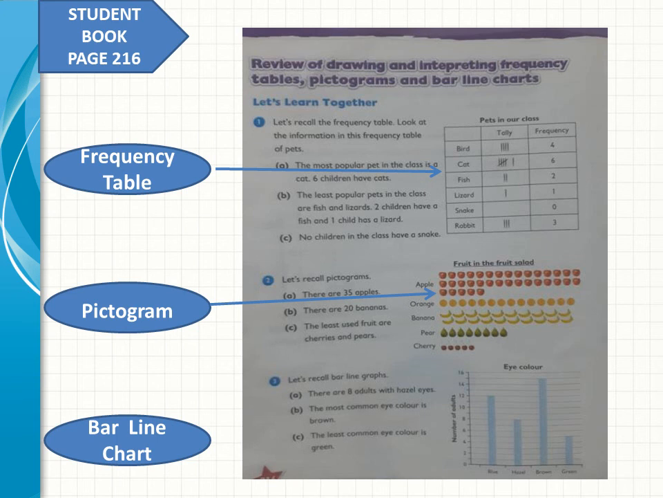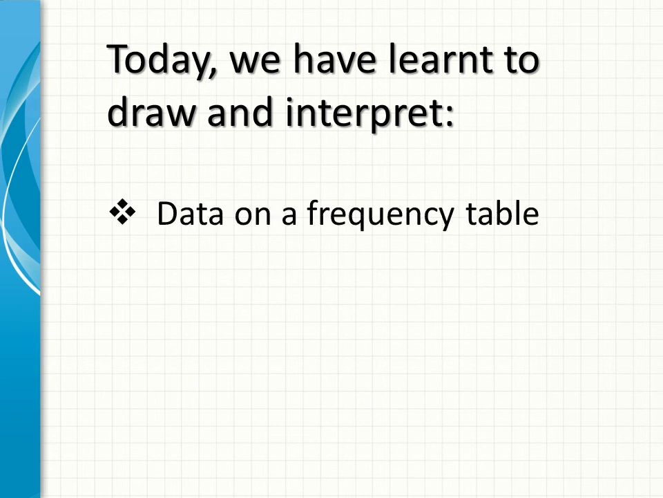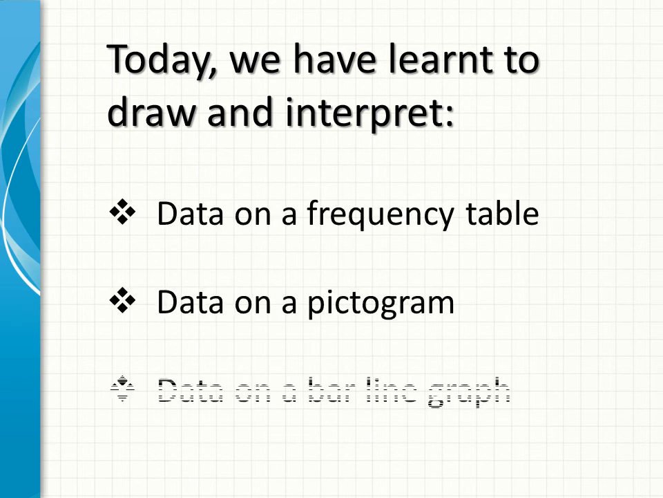Then finally, the bar line chart. That's the arrow pointing towards the bar line chart. Bar line chart, like I said in the previous slide, makes use of bars or block lines to show information. So today we've learned to be able to draw and interpret a frequency table, the pictogram, and our bar line graph. And of course, we already know what the line graph is.